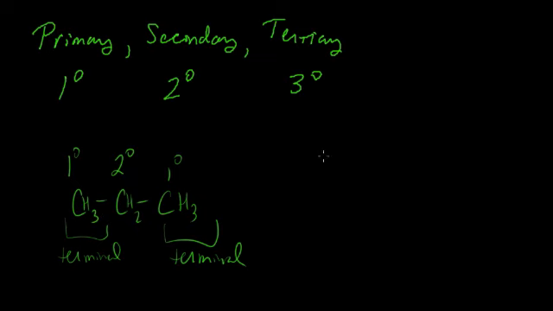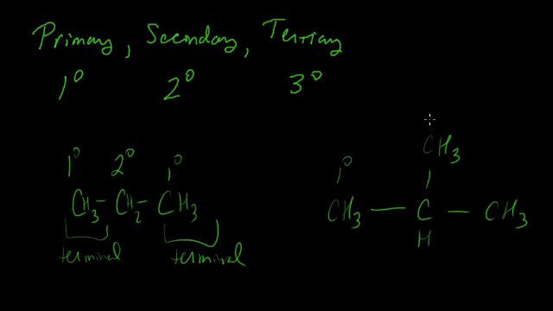Now we could have a case where we have a tertiary carbon, where this carbon is bound to the center carbon, and instead of a hydrogen on top and a hydrogen on the bottom, we'll put a carbon on top. So we have three terminal carbons here. They're all primary, but this one is bound to 3 carbons. This is going to be a tertiary.